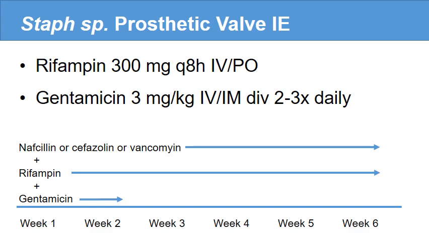Now, as I said earlier, whereas gentamicin was given in a single dose for streptococcus, it's given in divided doses for both staphylococcus and enterococci. So here, gentamicin, the same daily dose of 3 mg per kg that we saw for strep, will now be divided into 2 or 3 doses.